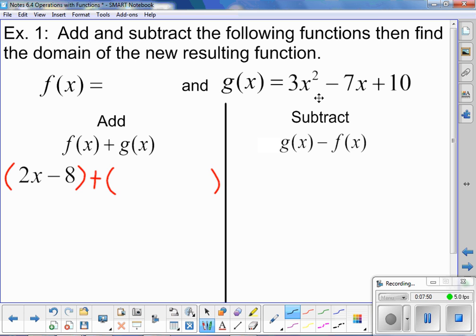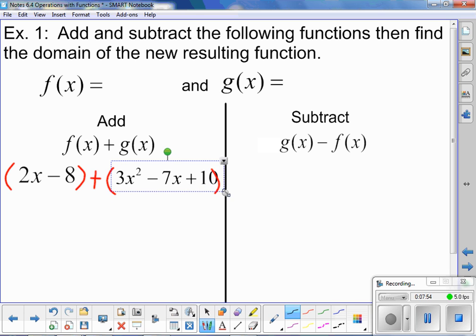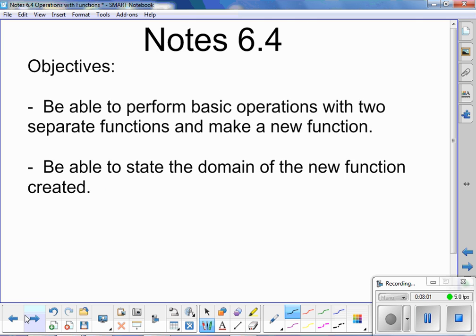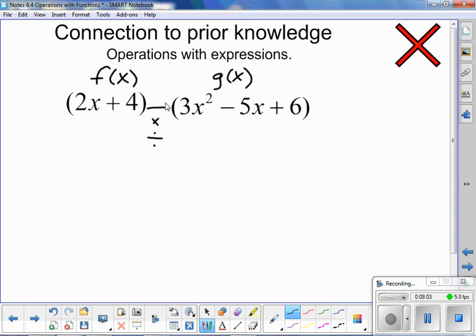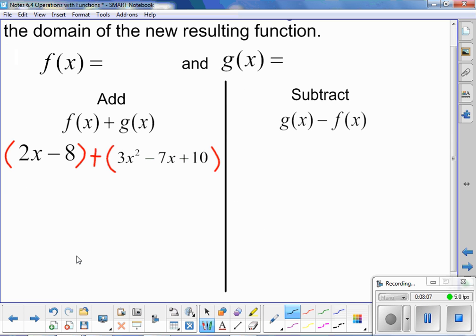What is g of x? G of x is this thing. So I'm going to take this thing and put it inside of there. Let's make it fit inside of there. Okay. So just like I showed you before with these expressions, now you would just do like how I was explaining over here. This is connected to operational expressions.